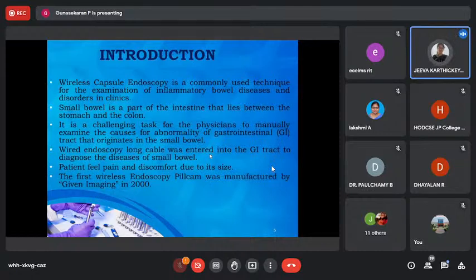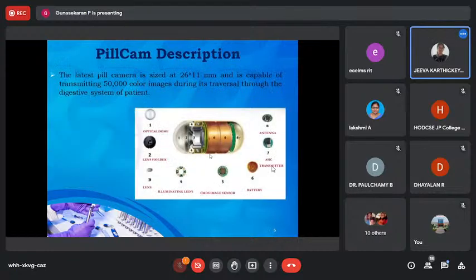Here the GI tract images are captured using wireless capsule endoscopy. Normal wired endoscopy is very painful for the patient as well as uncomfortable, so it is better to go for wireless capsule endoscopy. This was introduced in 2000 itself. Nowadays we use the PillCam for wireless capsule endoscopy, taking the images using the PillCam camera. Next slide, sir. So this PillCam has 8 important parts.